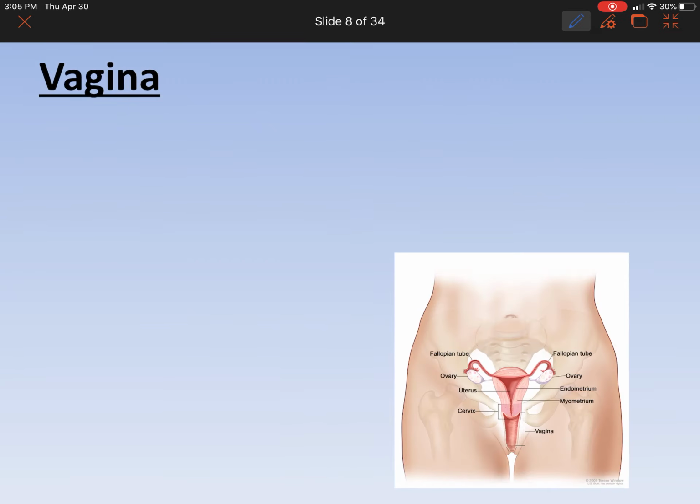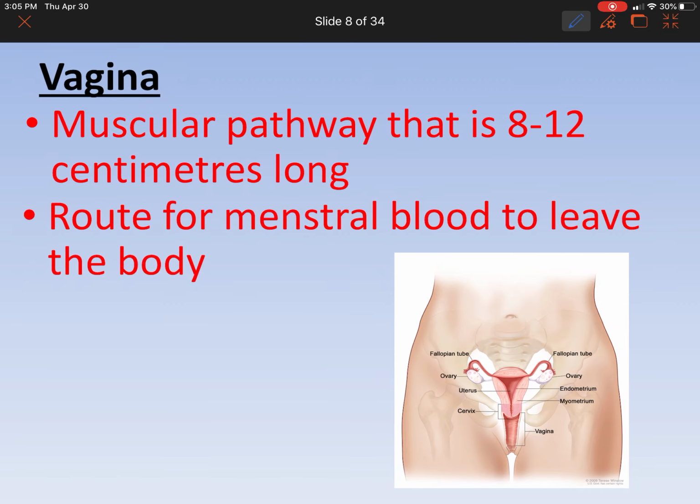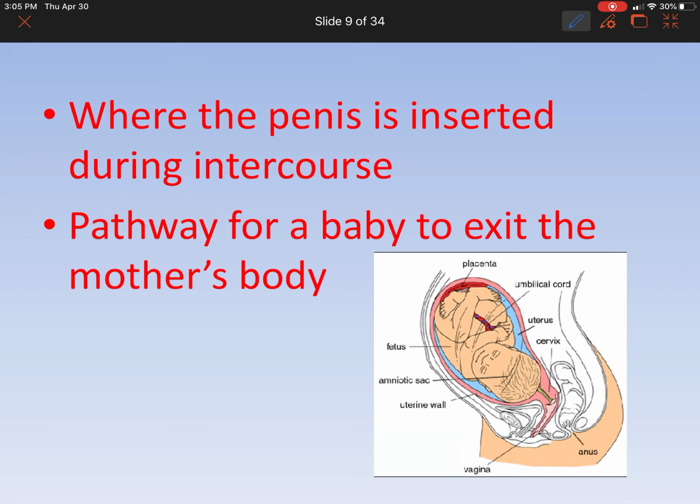Okay, now the vagina. The vagina is a muscular pathway that is 8 to 12 centimeters long, so it's not that large. It's the route for menstrual blood to leave the body. This is just a diagram of it here. This is the vagina, this part here. So it's a very short little tube. A muscular pathway. Again, pause the video and copy these things down in your notes.